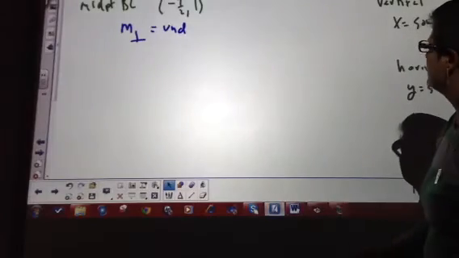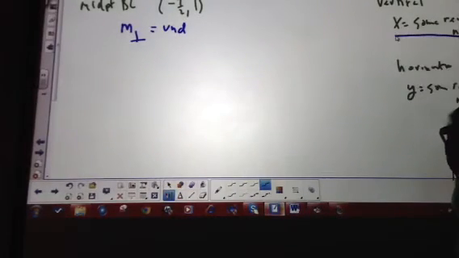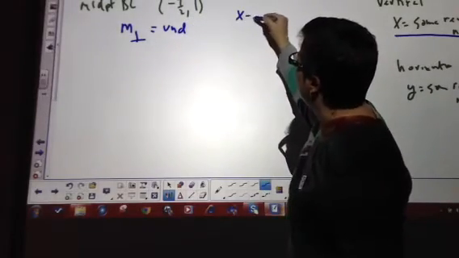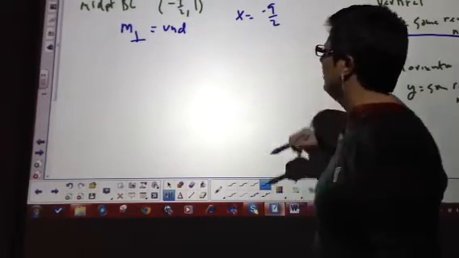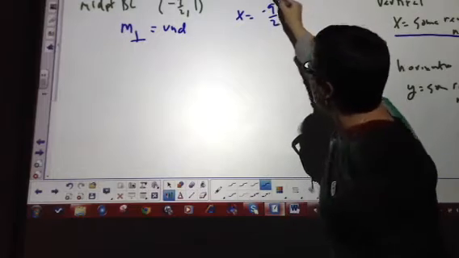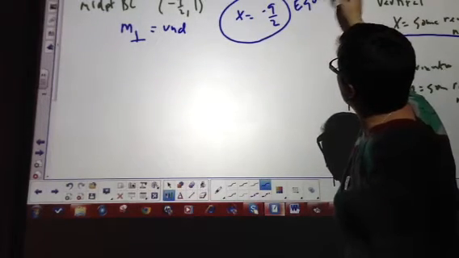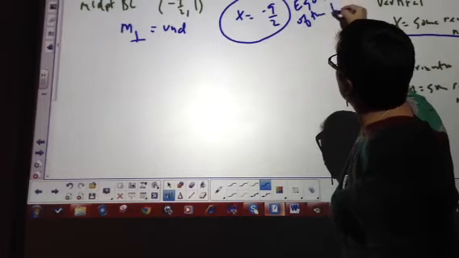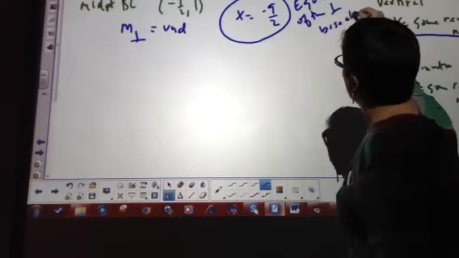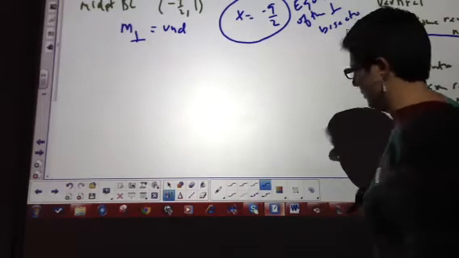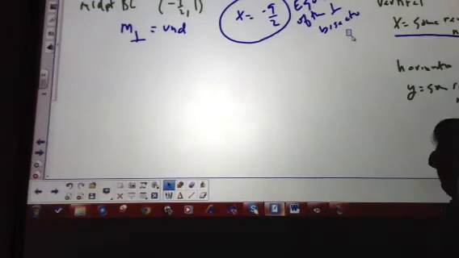In our example, we're going to be using x equals some real number. Well, x is always this -9/2. So this right here is the equation of the perpendicular bisector of segment BC. I'm having some orientation issues, but that's okay.